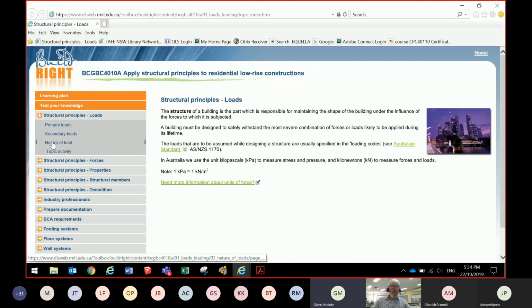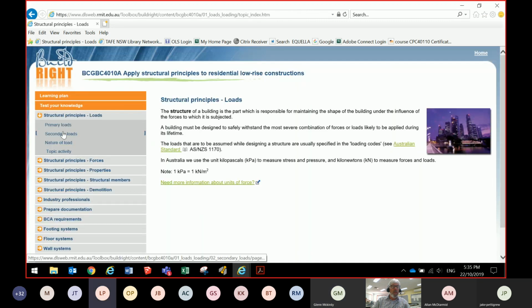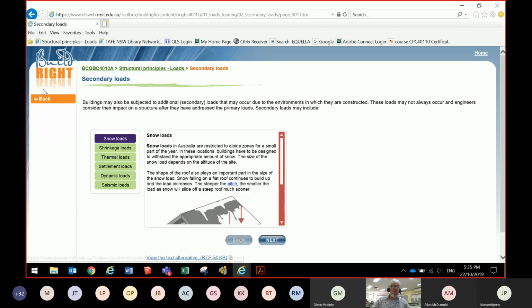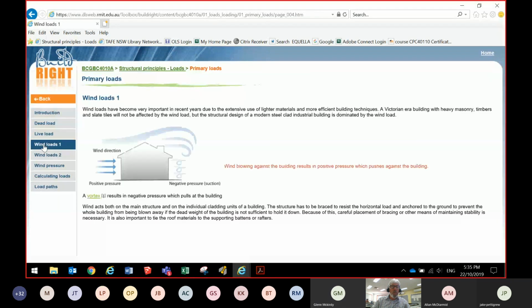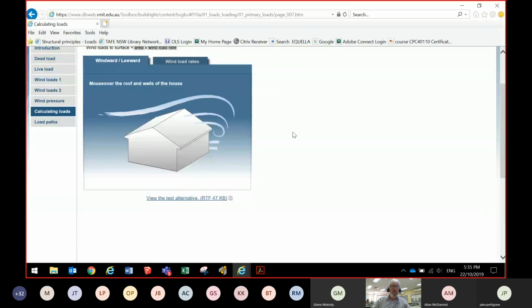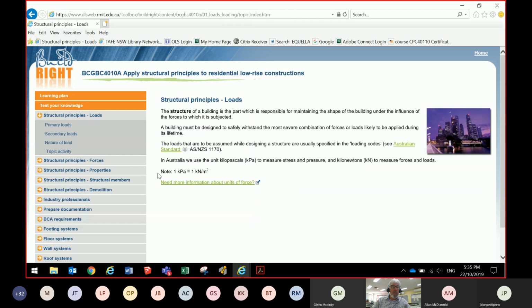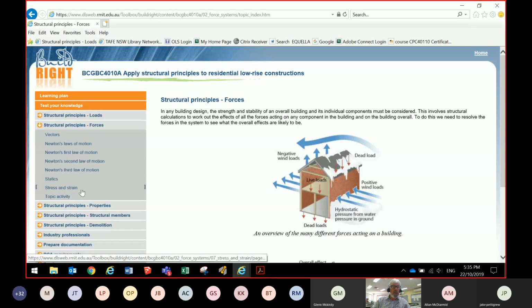It's called Build Right. Then we're able to find most of these activities in here. It deals with the different loads and things like that in this particular site. The one that we were dealing with spoke a bit about wind loads, and then there was some calculating of the loads, and there were some examples there of how to calculate the loads. And then for the last part that we were talking about, with forces and stress and strain, I think that came up down here.